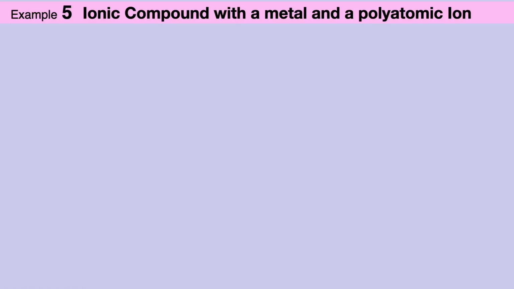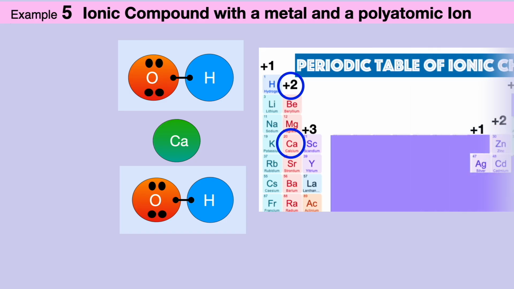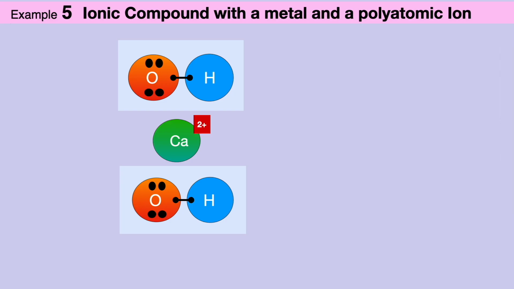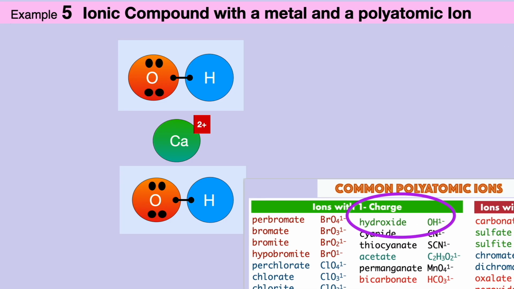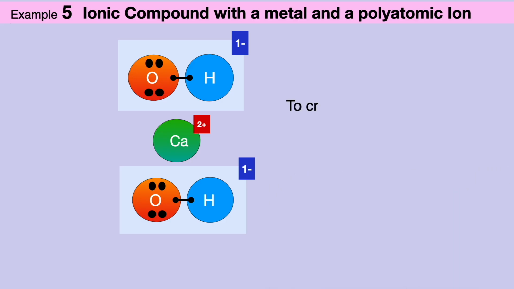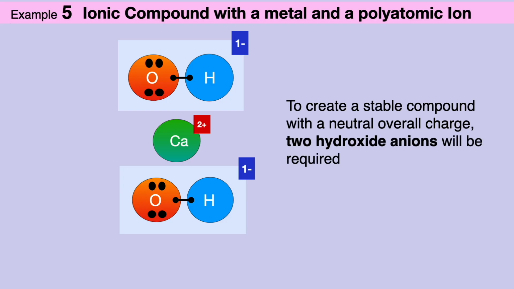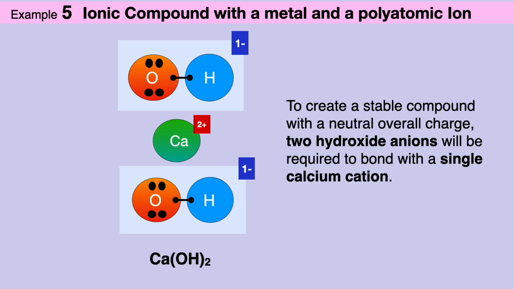Example 5. In this example, we witness a union of two polyatomic hydroxide anions with a metal calcium cation. We can examine the periodic table of ionic charges and see that the cation Ca has +2 charge. From the chart of common polyatomic ions, we can get the charge of a hydroxide anion as -1. To create a stable compound with a neutral overall charge, two hydroxide anions will be required to bond with a single calcium cation. Their union results in a compound with the formula Ca(OH)2 and the chemical name calcium hydroxide.